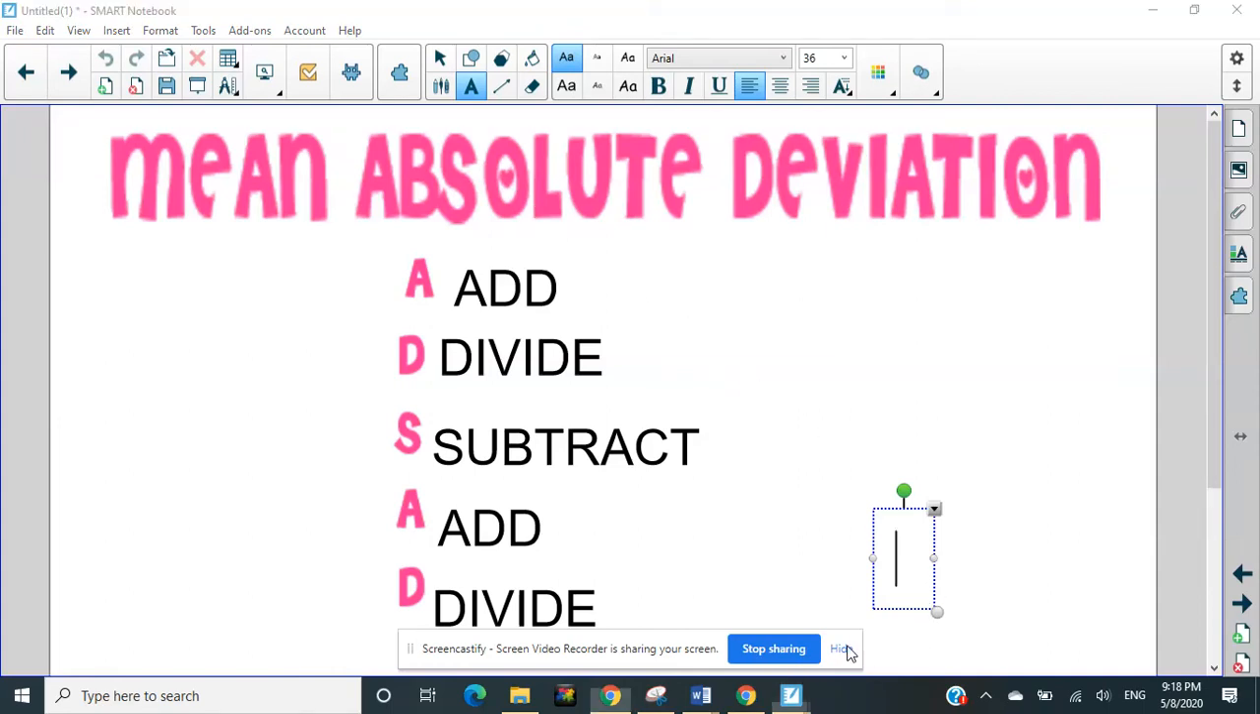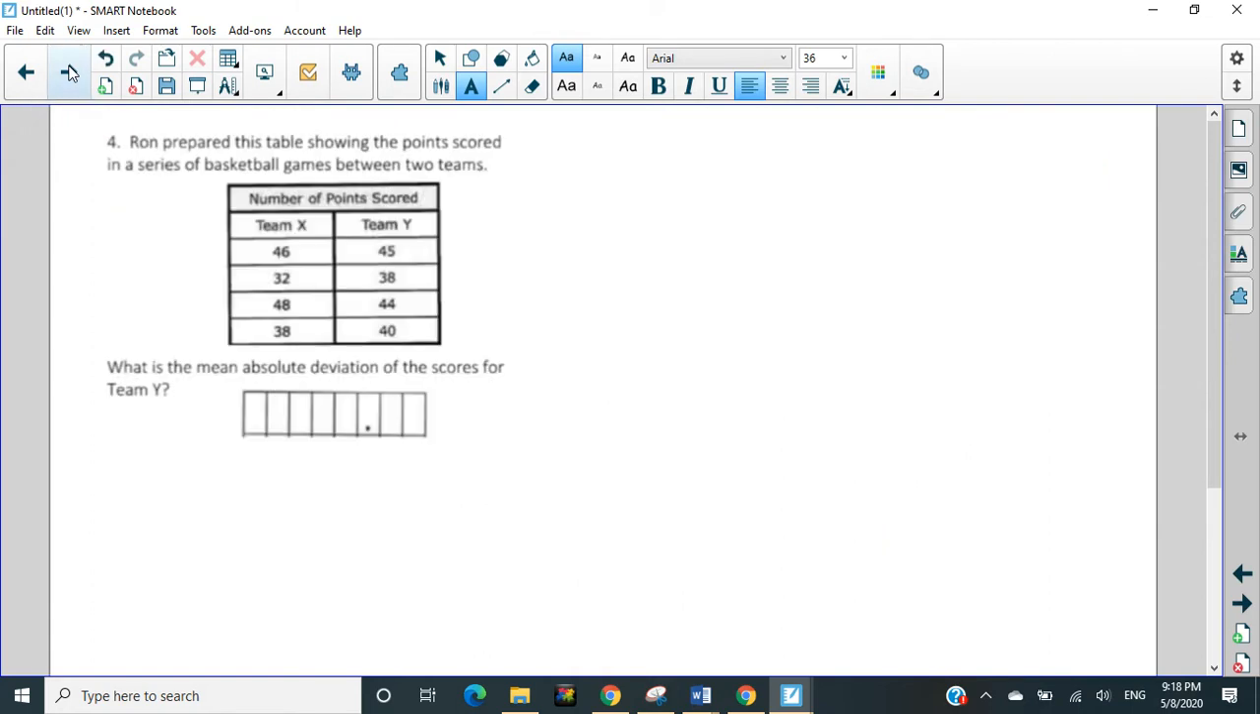Hi guys, today we're going to be talking about mean absolute deviation, and the strategy that we are covering is Add Set, which is: you add, divide, subtract, add, and divide again. Okay, so I'm going to be working out problems 4, 5, and 6 from the assignment that I assigned to you this week. So let's start with number 4 here.